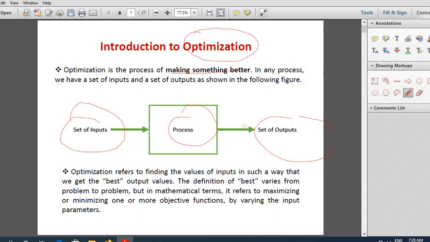Sometimes durability may not be the issue. Sometimes cost may be the issue. So what yields the best depends upon the problem. Sometimes the best one means the most durable. Sometimes the best means the least cost, and so on. So optimization means selecting the best inputs or combination of inputs that can be applied to a process in order to yield the best result.